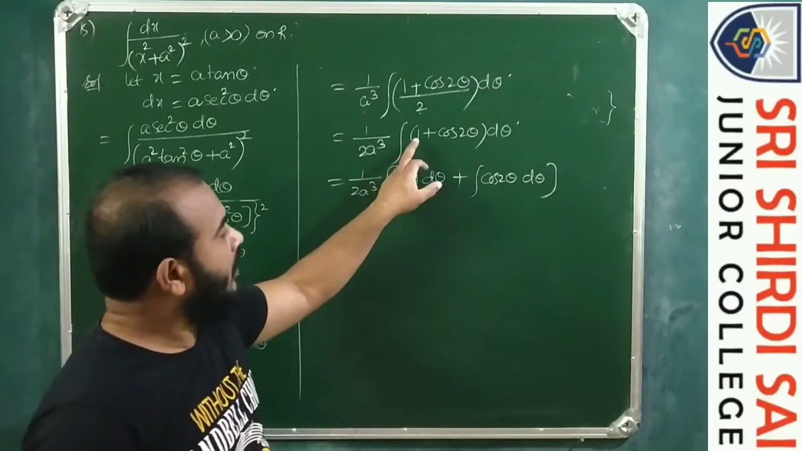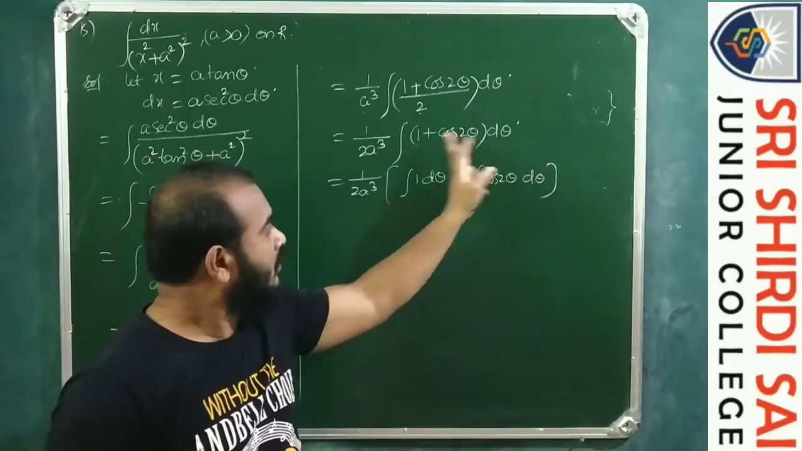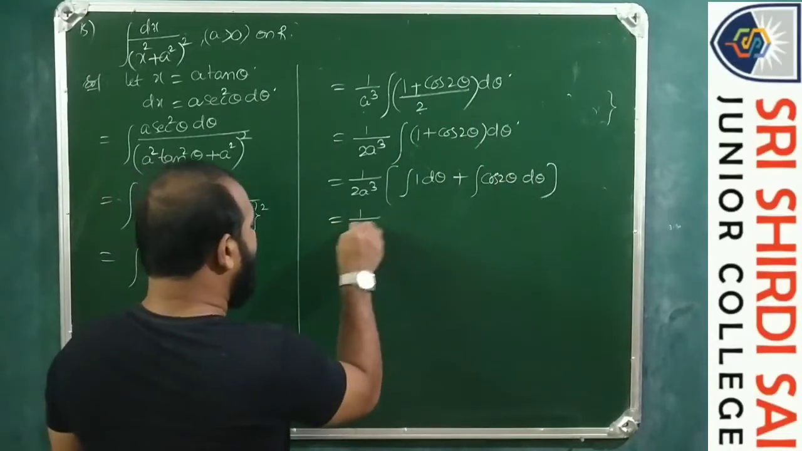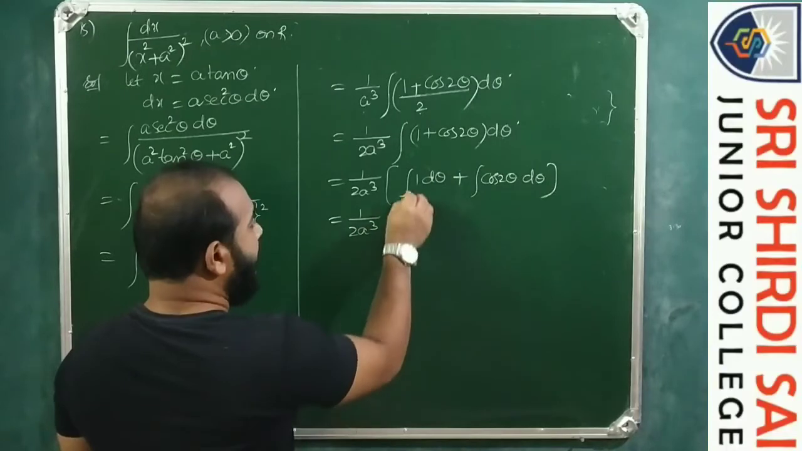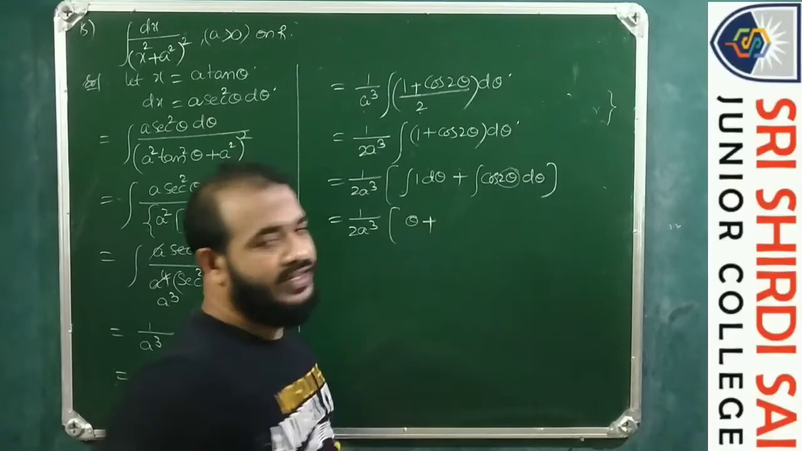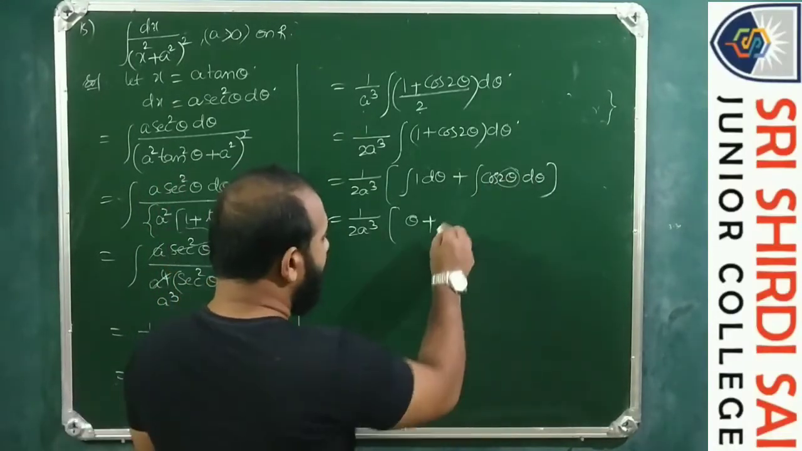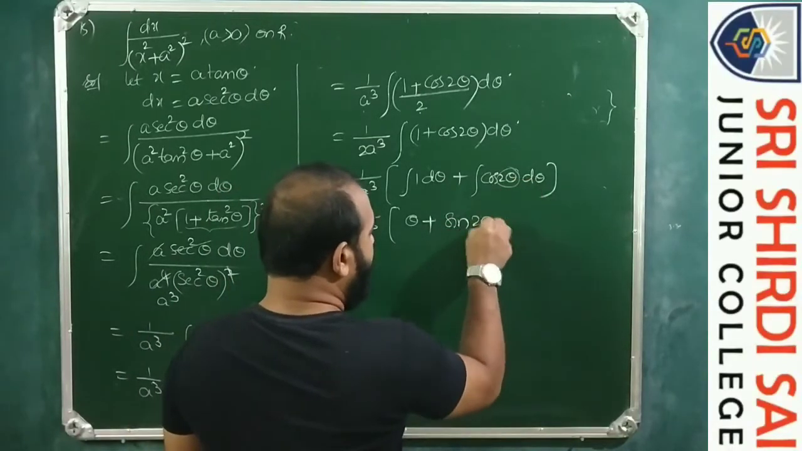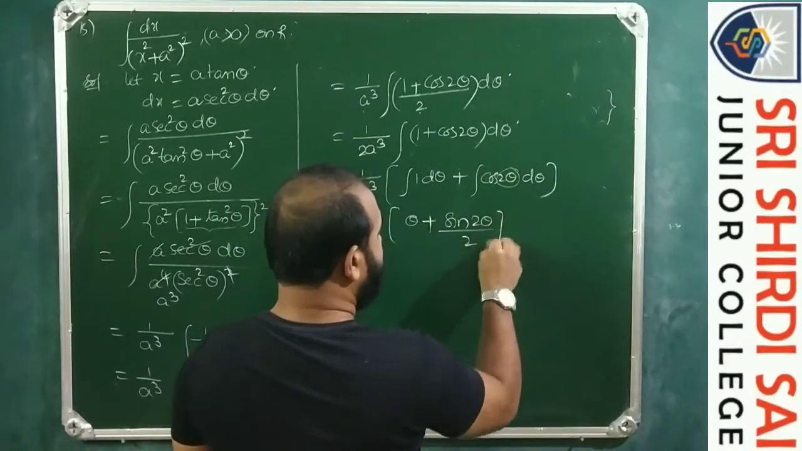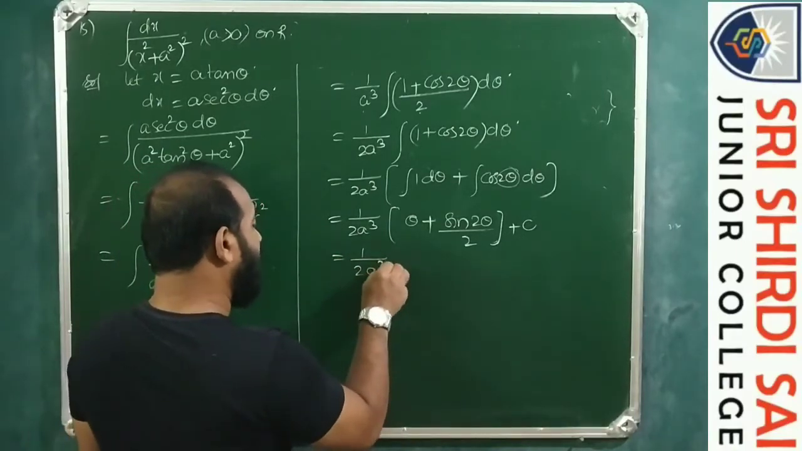So here we have two functions, so integration is distributed to both these functions. 1 by 2a cube, integral 1 d theta is theta plus, integral cos 2 theta is sin 2 theta by, d by d theta of 2 theta is 2, plus constant of integration c. So 1 by 2a cube.